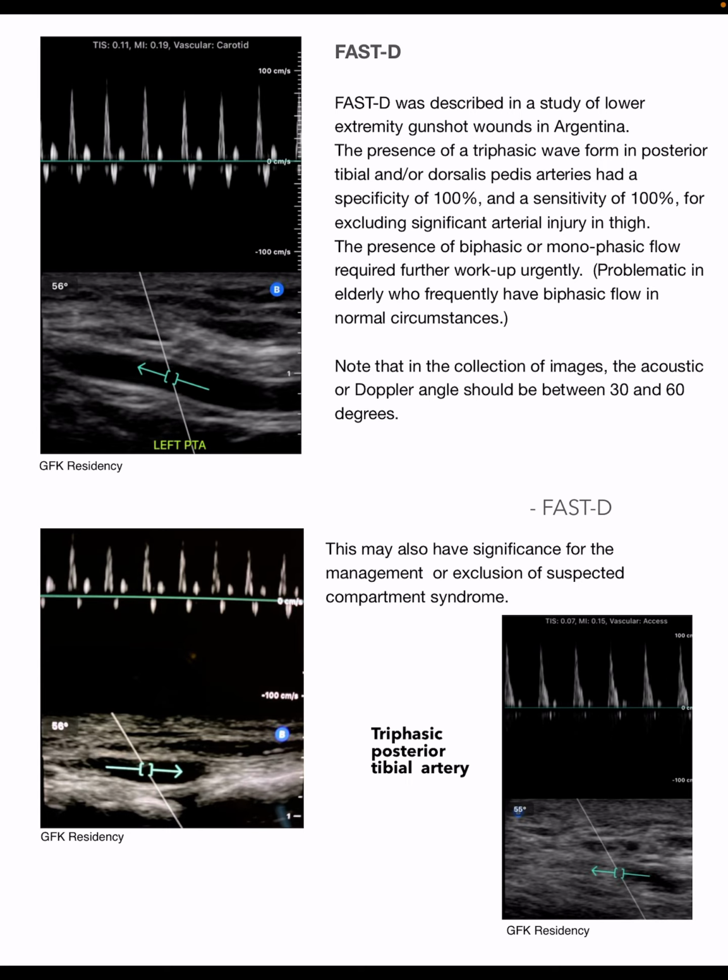This is problematic in the elderly, who frequently have biphasic flow in normal circumstances. Note that when you're collecting images, the acoustic or Doppler angle should be between 30 and 60 degrees. It's also possible that the FAST-D examination may have significance for the management or exclusion of suspected compartment syndrome.